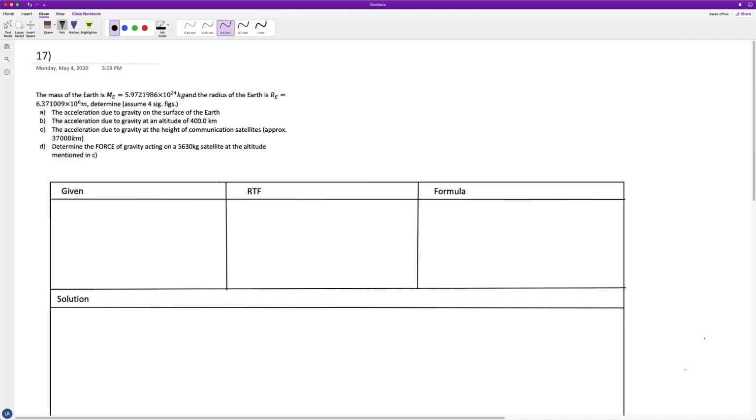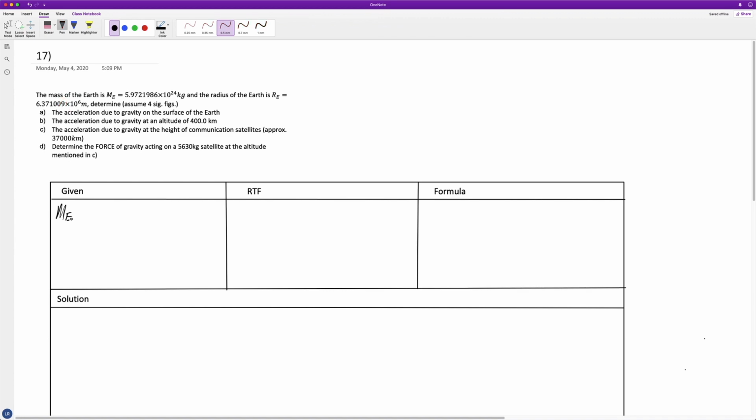Next, sample problem 17. The mass of the Earth is equal to 5.9721986 times 10 to the 24 kilograms, and the radius of the Earth is 6.371009 times 10 to the 6. And I realize now that in my previous question I misremembered this. I put that as an 8 when in fact it's actually a 9.